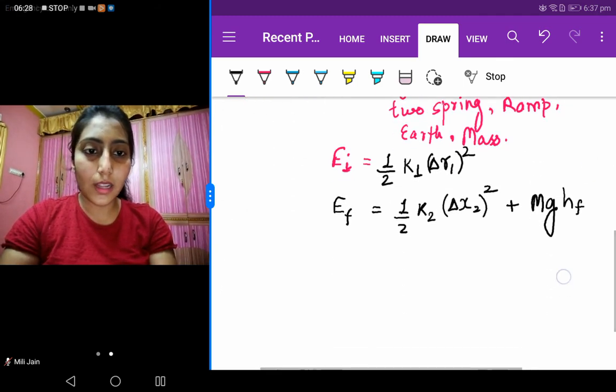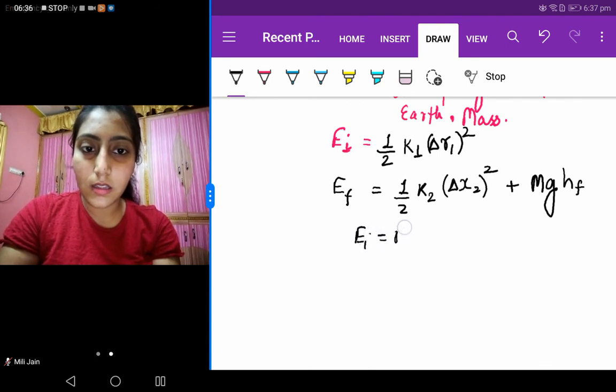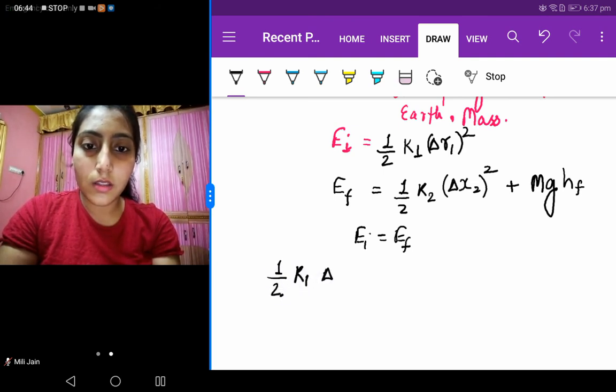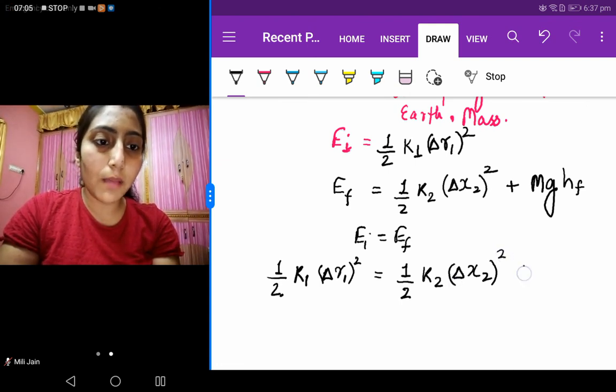Next, energy is conserved, so we can equate these two energies. So this is going to be 1/2 K1 delta x1 squared equals half K2 delta x2 squared plus m g hf. This is just the transfer of energy. Work done is basically just the transfer of energy from one form to another by applying force. Here the first spring is applying force on the mass, and that's why it is going up.